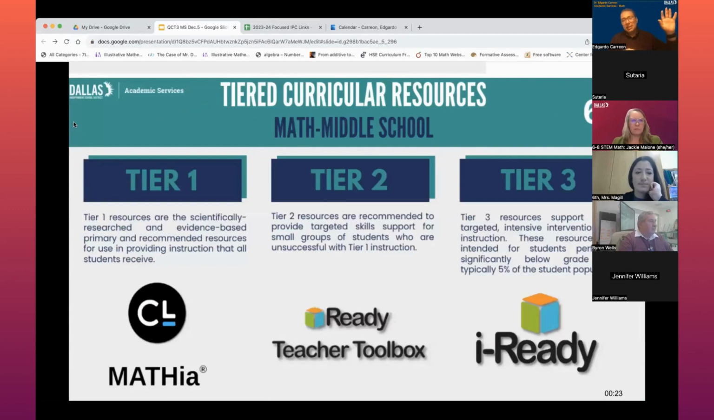Remember that Mathia represents 40% of the instruction, and the 60% is for you as a facilitator of your daily instruction. So Mathia, along with the lessons, will form that 100% of the tier 1 instruction. Keep in mind that for tier 2 and tier 3, we have iReady, and that is a resource that is already accessible. Okay.